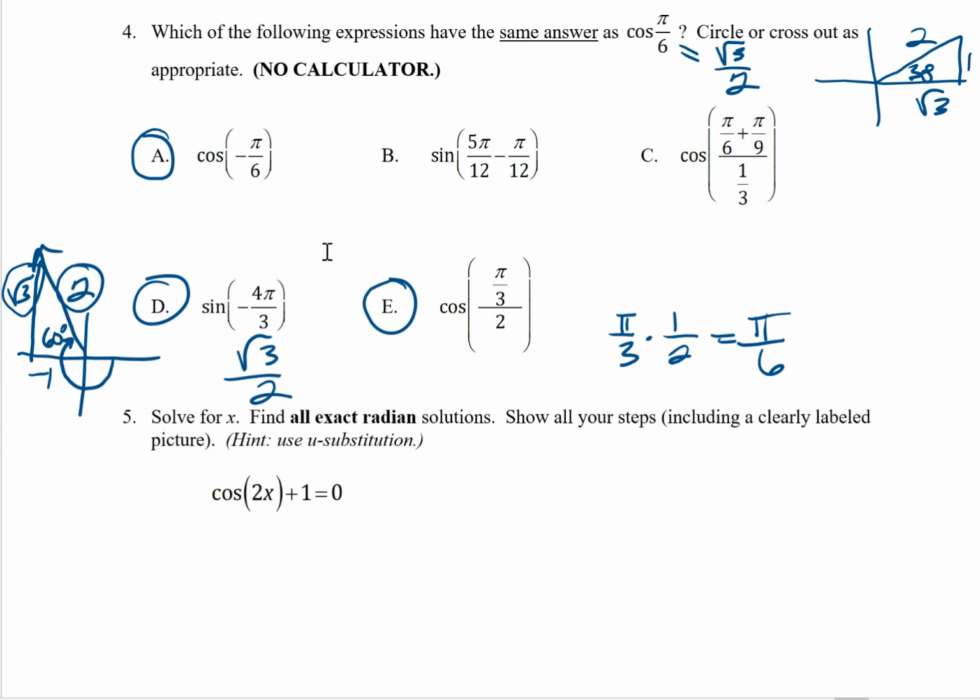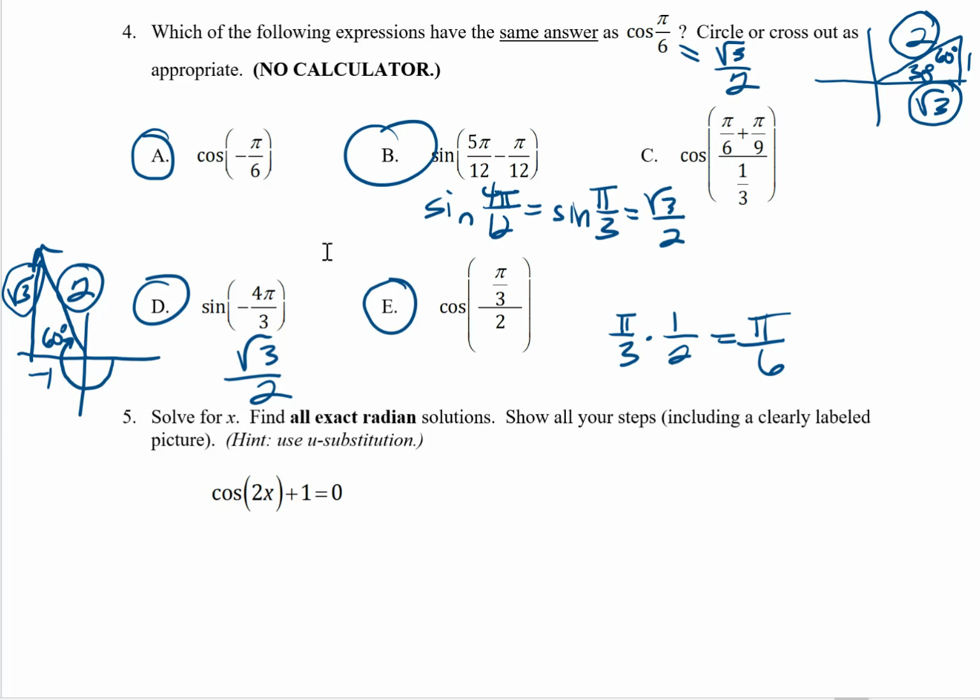How about letter B? 5 pi over 12 minus 1 pi over 12 would be 4 pi over 12. 4 pi over 12 reduces to pi over 3. So I just need to figure out sine of pi over 3. That's 60 degrees. I could use this same picture. And obviously from this same picture, the opposite of the 60 is root 3, and the hypotenuse is 2. So once again, this is equal to root 3 over 2. This one is also equivalent.